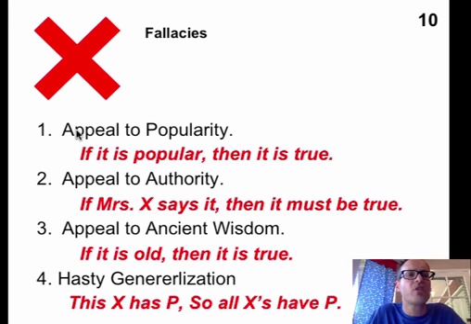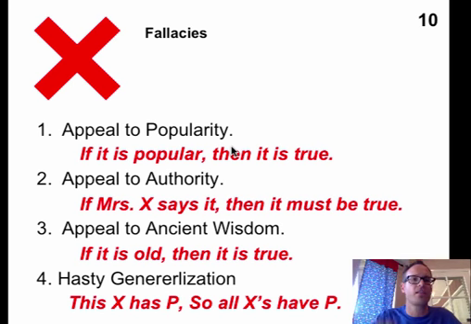Let me just give you four examples that involve these different kinds of sources, and so hopefully this will make sense. The first one is called appeal to popularity, and the general thinking here is, well, if it is popular, then it is true. So you might say something like 30% of the people alive now believe in Bigfoot. Well, that's great, but it doesn't make it true, right?